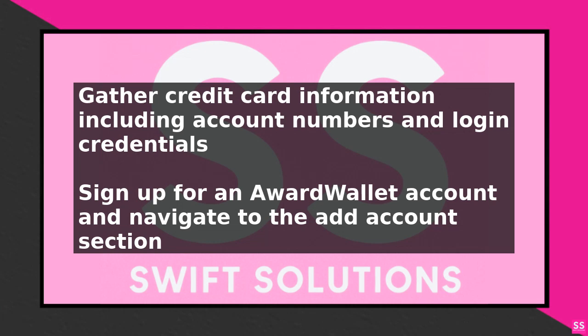Choose your credit card issuer from the list of available options and enter your login credentials. AwardWallet will then connect to your credit card account and retrieve your current balance and transaction history. Repeat this process for each of your credit cards to link them all to your AwardWallet account.